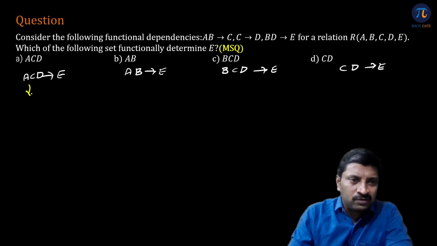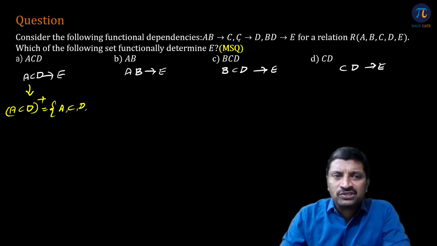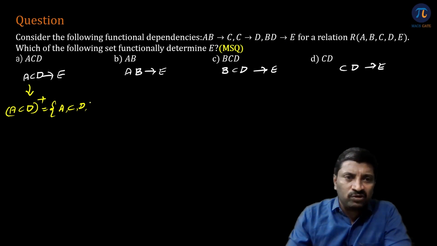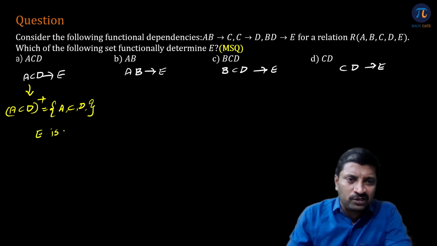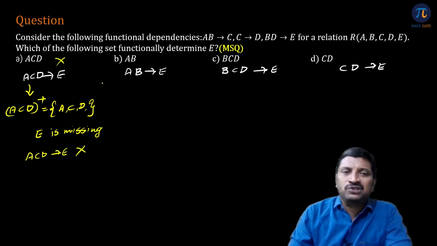The first option. For this, what we need to do? The closure of ACD plus. With ACD, I can find ACD. Anything else, sir? With C, we can find D. That we already wrote, sir. With BD, we can find E, but we don't have B. So the closure contains only this. So E is not there. So this is not valid. So option A is not correct.